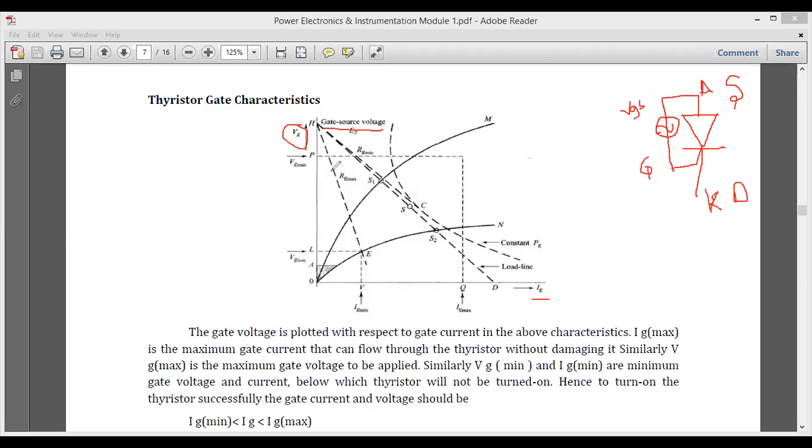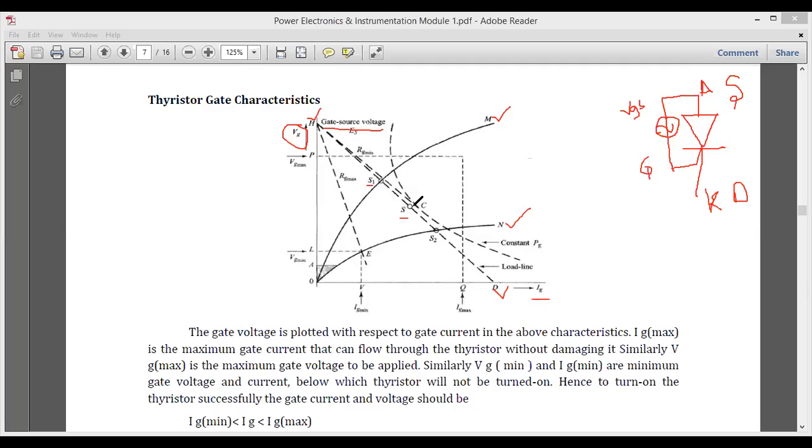In this graph, you can see there are some cross sections. There is an exponential increase in the current, shown by M. There is one more exponential increase in the current, which we represent by N. This is my constant PG, and this is my load line. You can see one diagonal line drawn from point H to point D, an inclined line, and we also have the source voltage S1.